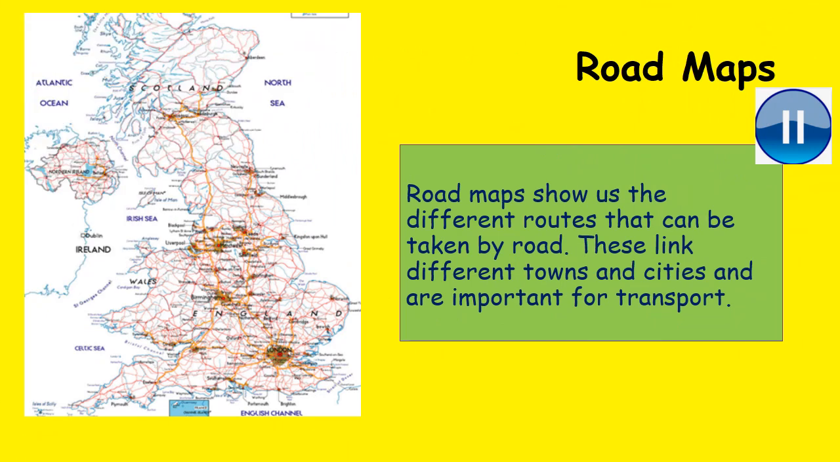Road maps show us the different routes that can be taken by road. These link different towns and cities and are important for transport. These are the type of maps that you normally see in a road atlas, that quite often you might see in your mum's, dad's, nan's, aunt's or uncle's car.